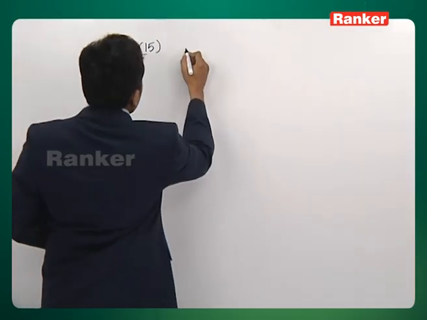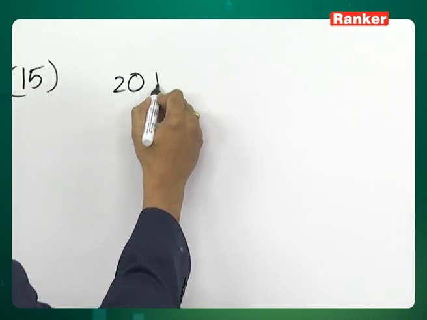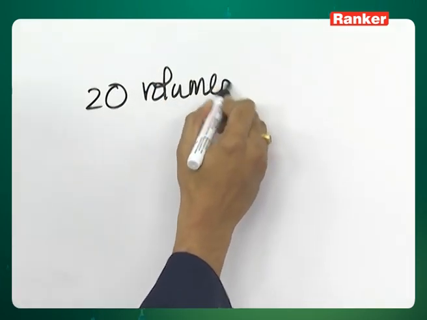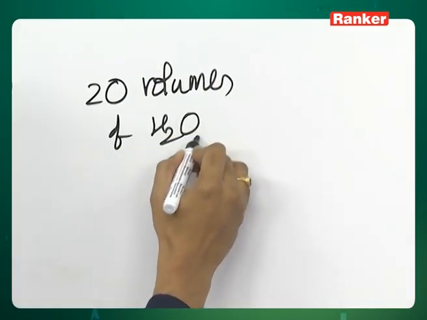Now initially you have the sample of H2O2 which is written as 20 volumes, which was left open for some time.